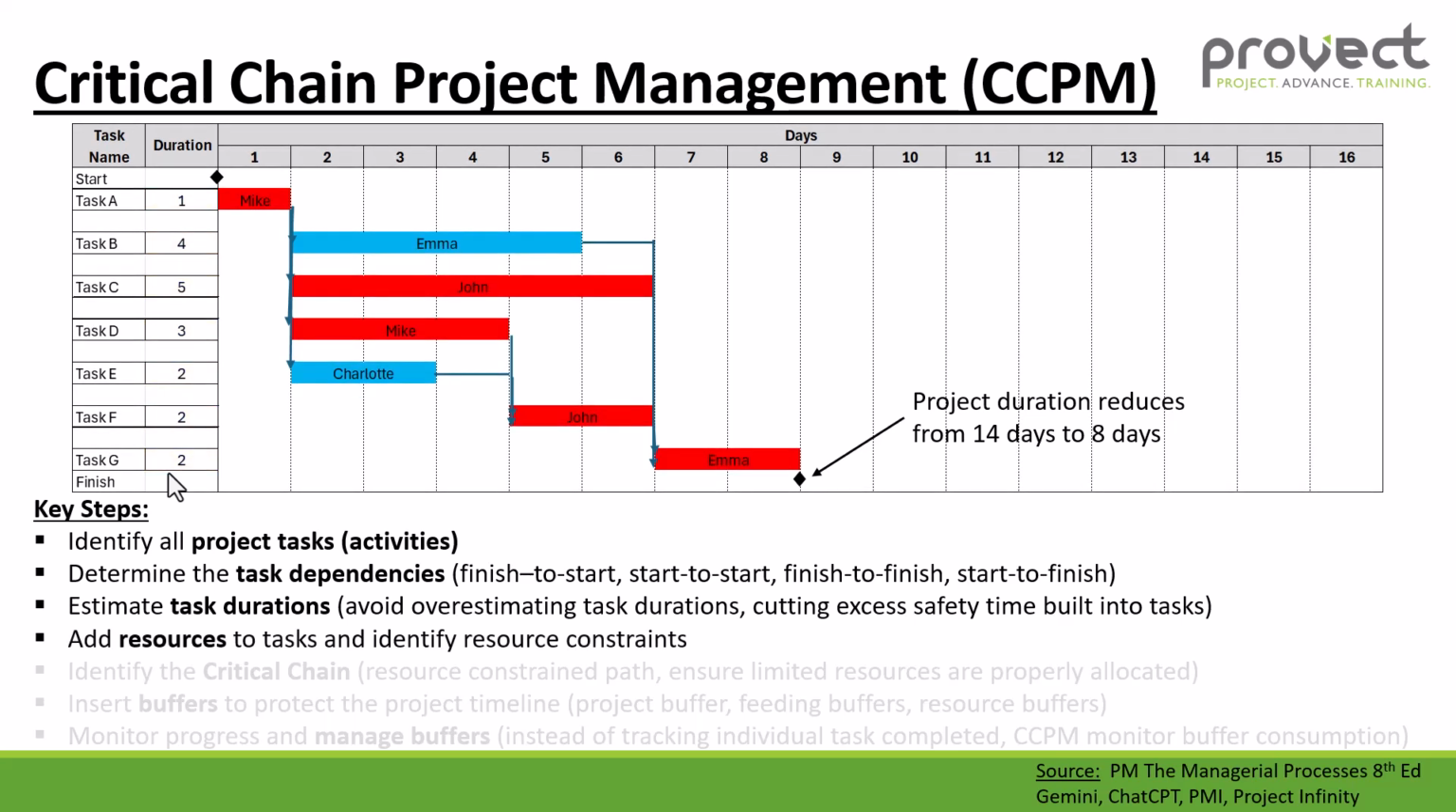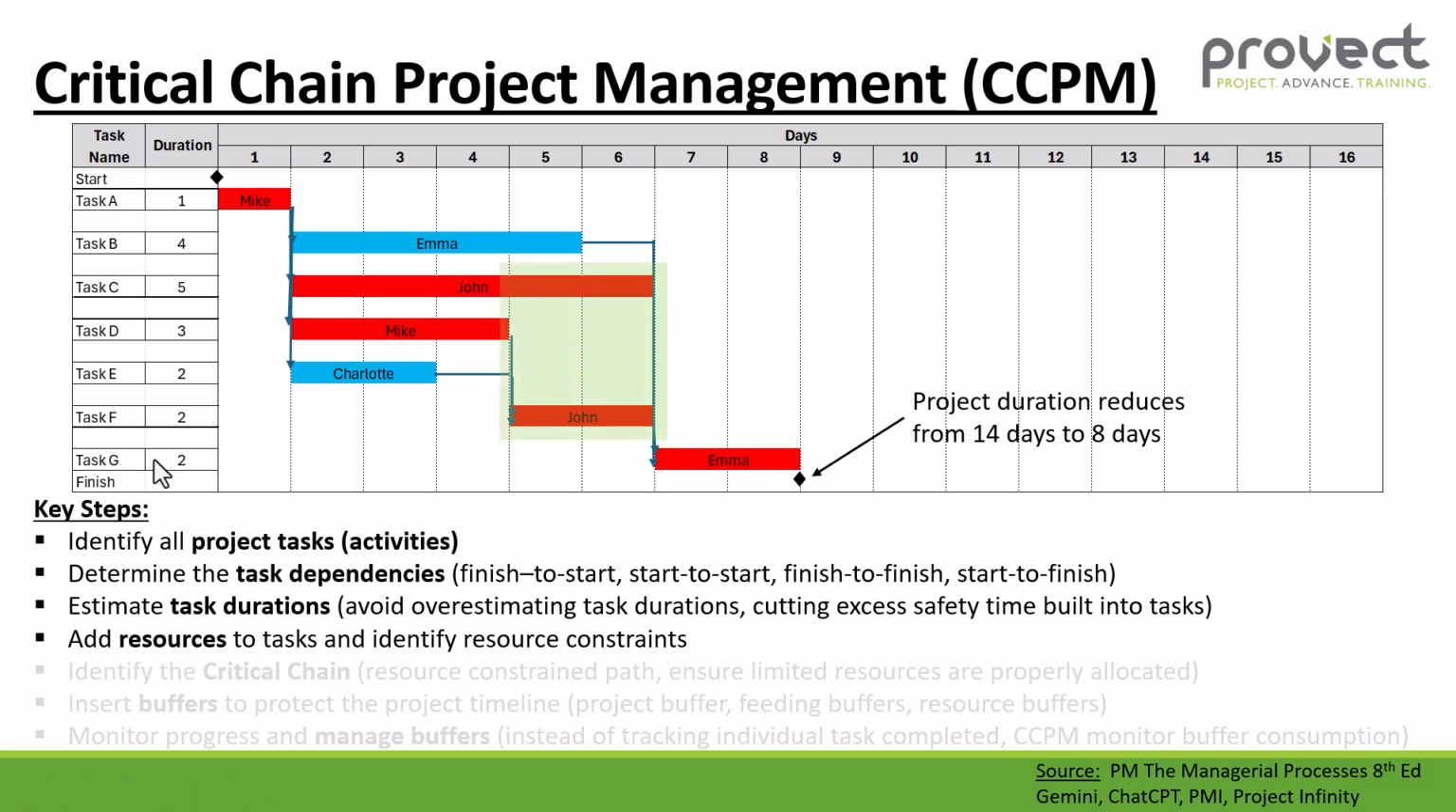Now the next step is to add resources to our tasks and identify if there's any resource constraints. So Mike is added to task A. Task B, we've got Emma working on task B, John on task C, Mike on task D, Charlotte on task E, John on task F, and Emma on task G.